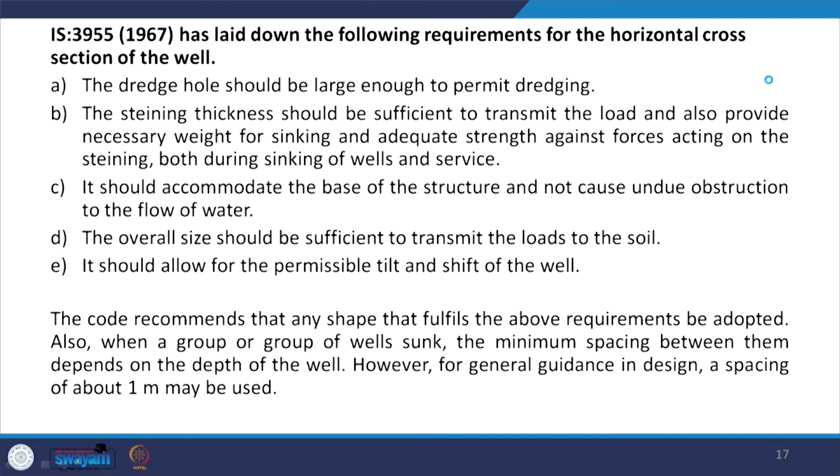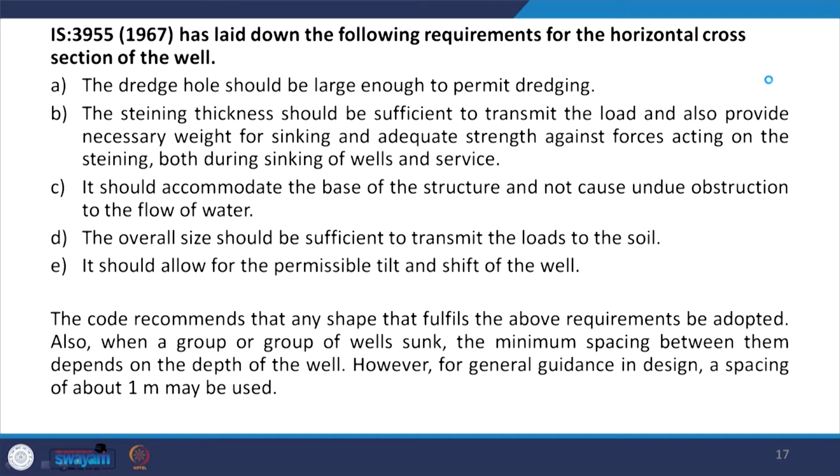The first one, the dredge hole should be large enough to permit dredging. So, the size of the dredge hole should be enough. The steining thickness should be sufficient to transmit the load and also provide necessary weight for sinking and adequate strength against forces acting on the steining, both during sinking of wells as well as its service. So, steining thickness should be sufficient.